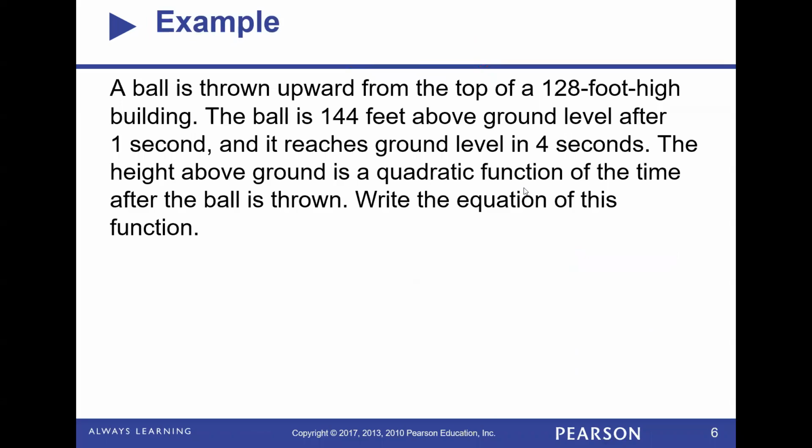So let's try this again, but this time let's do it in a more word problem format. So with the word problem that I have here, we have a ball that's thrown upward from the top of a 128-foot high building. Okay, the ball is 144 feet above the ground level after 1 second. Now it reaches the ground in 4 seconds. And then the height above ground is a quadratic function of time after the ball is thrown. Okay, so write the equation of this function.